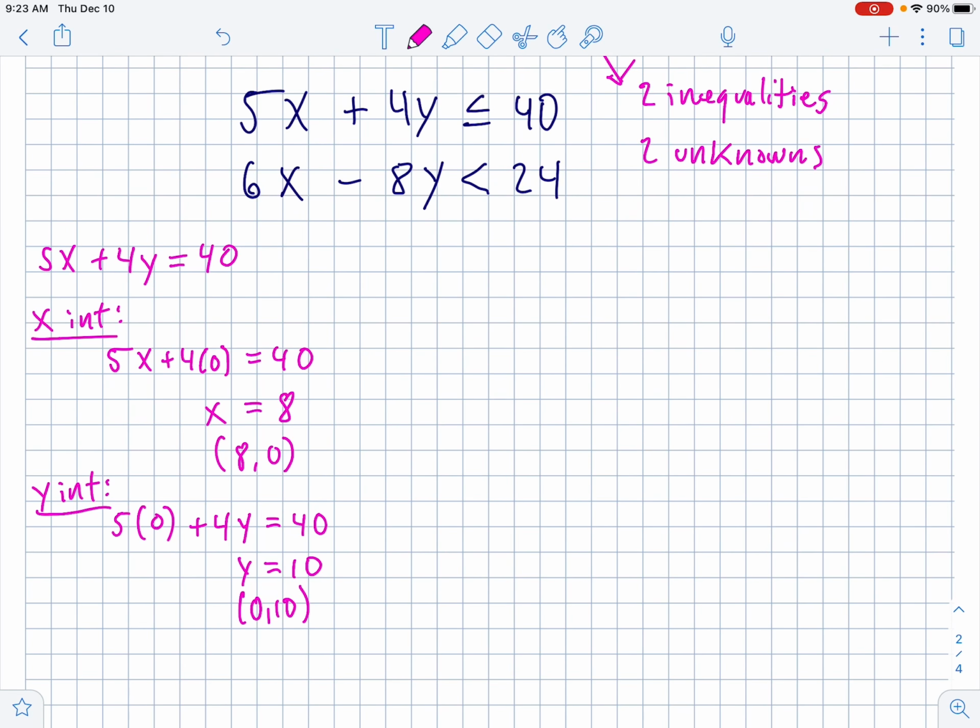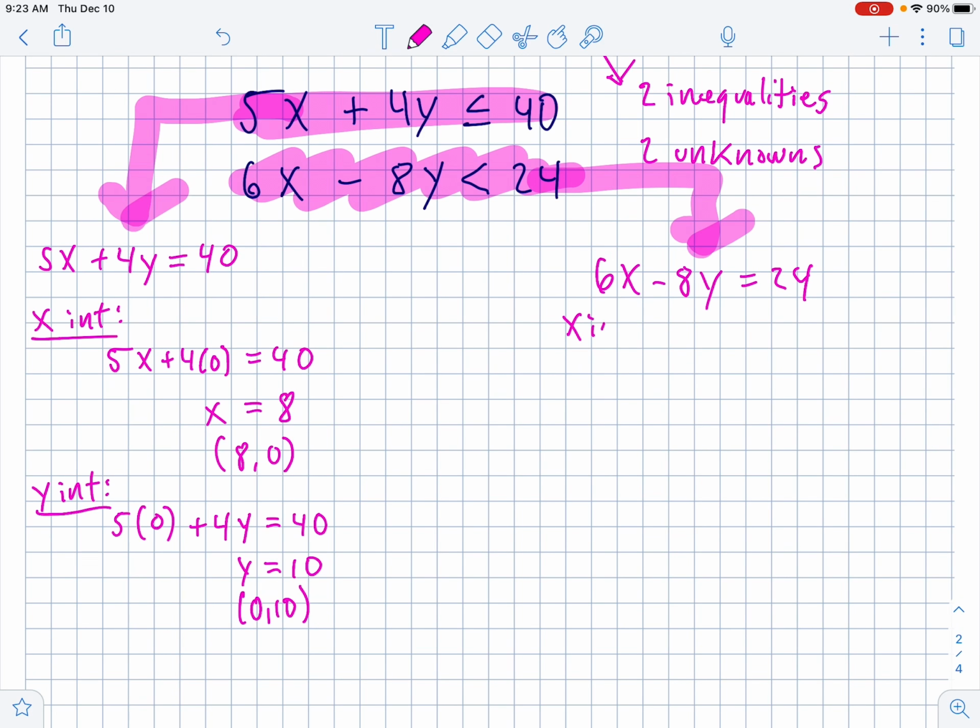So we'll say this is 6x minus 8y is equal to 24. And then the x-intercept, you're going to make y 0. And then when you solve that, you get x is equal to 4. So this is 4 comma 0. And then the y-intercept is make x 0. Good thing all these numbers divide evenly, huh? It's almost like I designed it like that. So y-intercept is 0 comma negative 3.